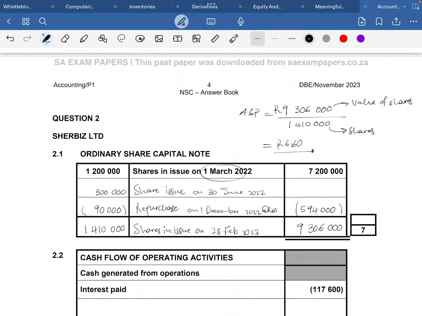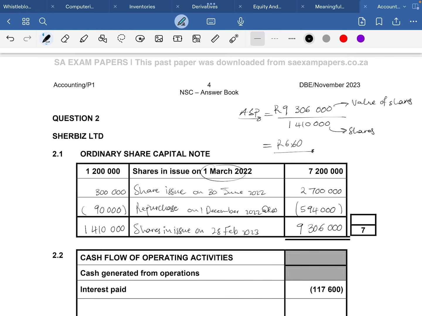So you'll just work your way up and then you can find the balancing figure, and then now you'll say 9,306,000 less 7,200,000 plus 594, because you're doing everything in reverse, and then that would give you a balancing figure of 2,700,000.